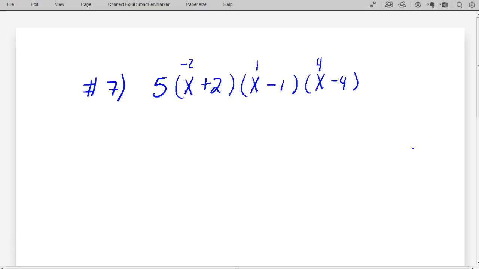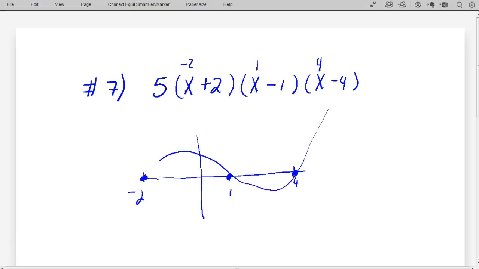You can simplify that a little bit more by just multiplying it through if you want. I wouldn't suggest doing that. It's a lot of work for not a lot of output from that. But if you want to look at it like this, the zeros would be -2, +1, and +4. Okay, and my leading coefficient is 5, which means it's going to go positive this way. So that's kind of what that graph would look like.